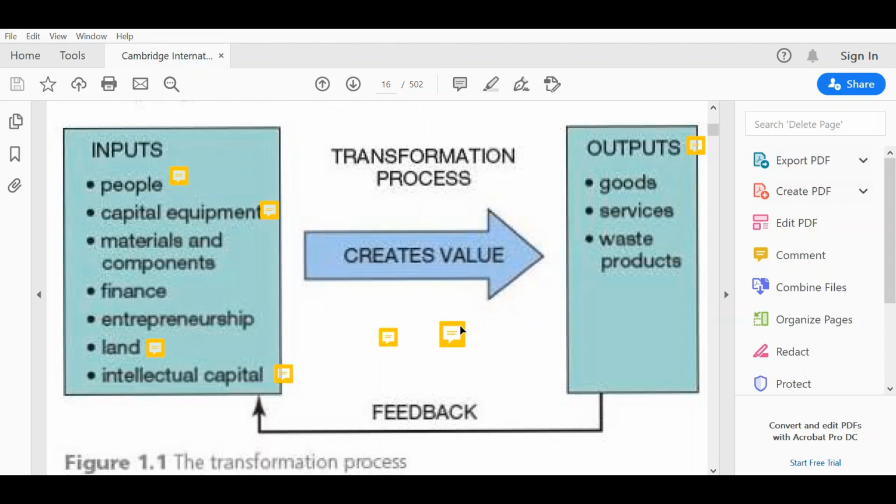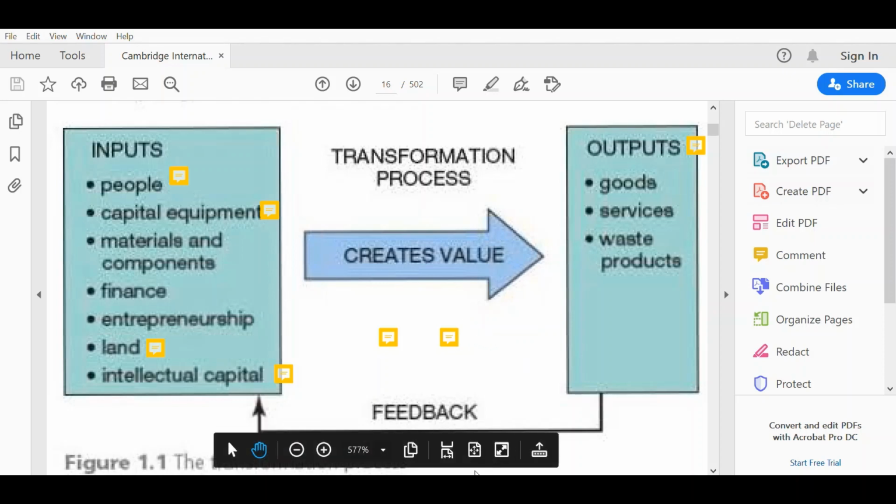Okay, good. We are doing good. Let's go back to the slides.